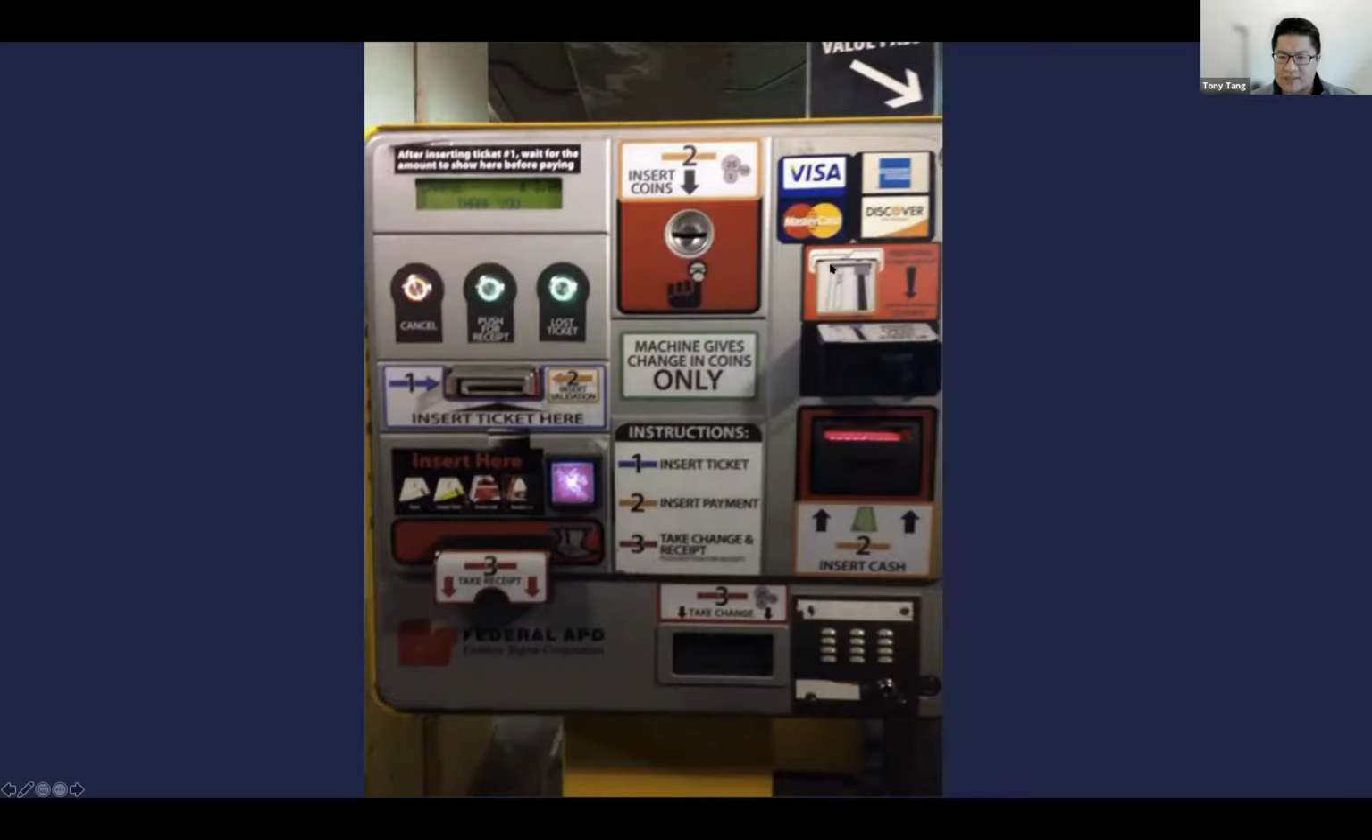And then how do I use this thing? And when do I do this? Oh, shoot, there's an insert cash button over here. So presumably these are exclusive. And then you can see take receipt is down here on the bottom left. And also don't forget to take your change. So there's a ton of things that are going on here.